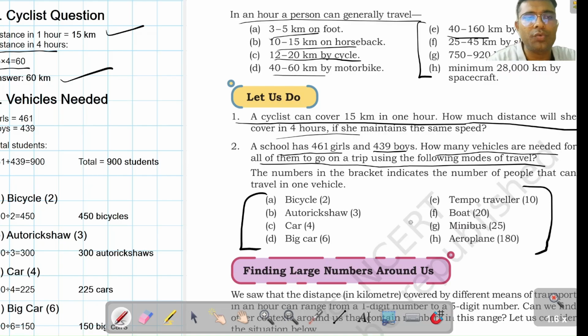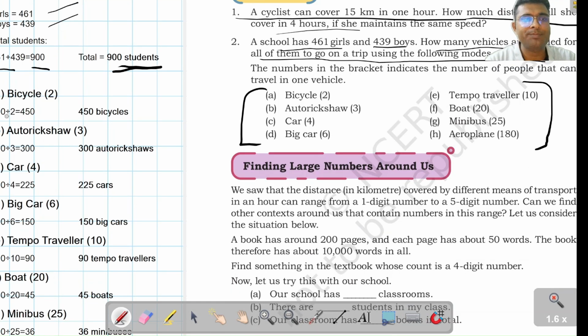So first of all बच्चों, we will find how many total students are there. Number of girls are 461, number of boys are 439. When you add both the numbers, you will get 900. The total number of students are 900. Okay, so coming to a bicycle.